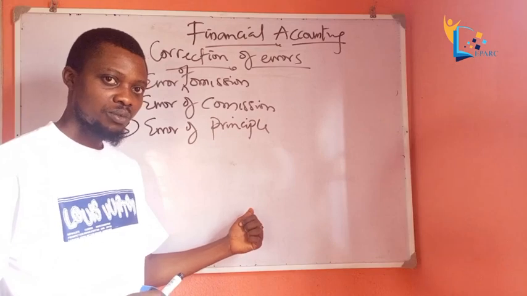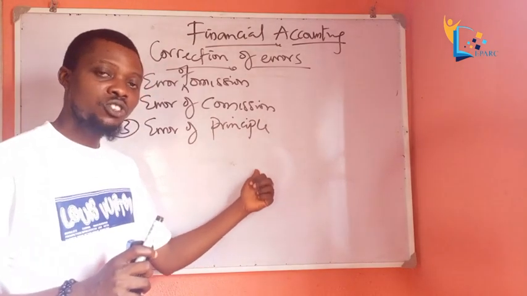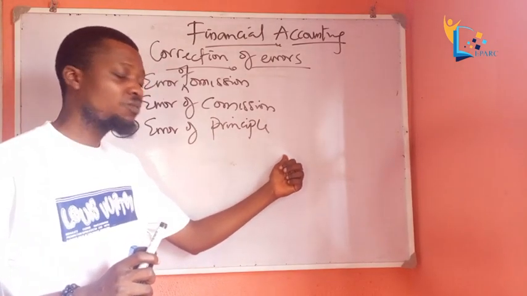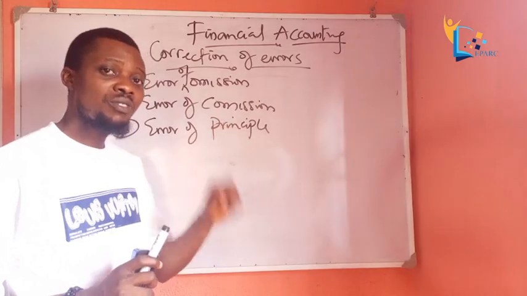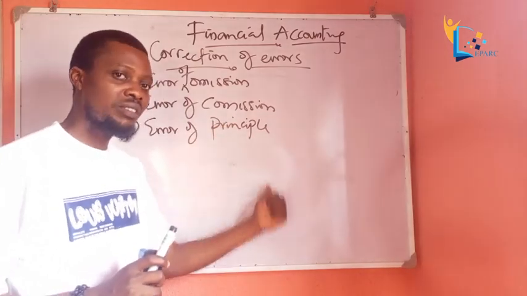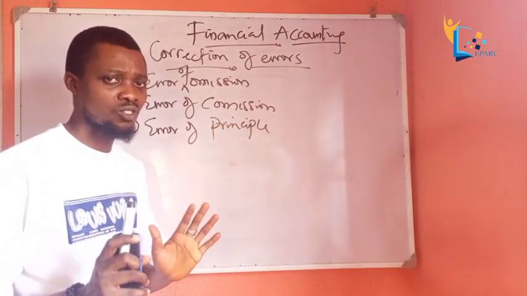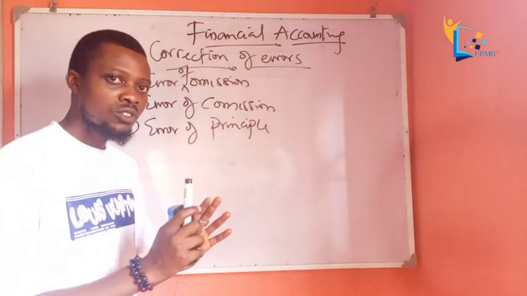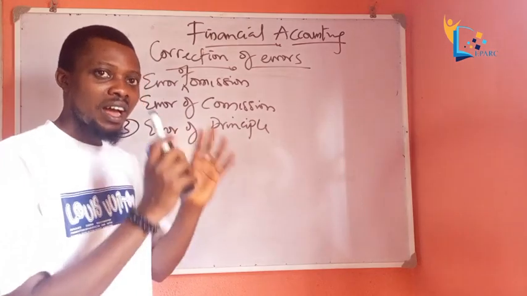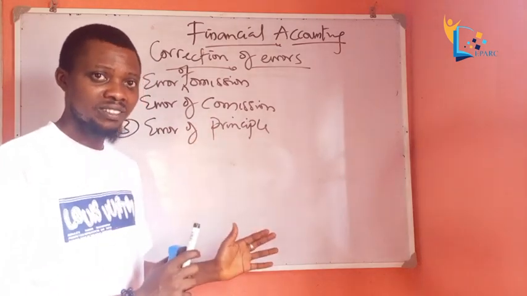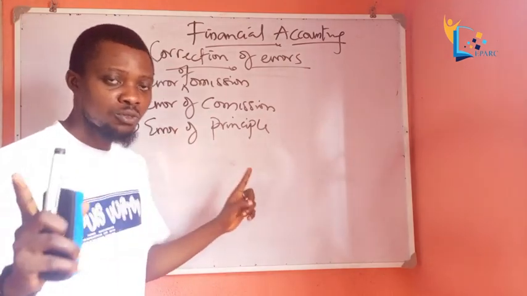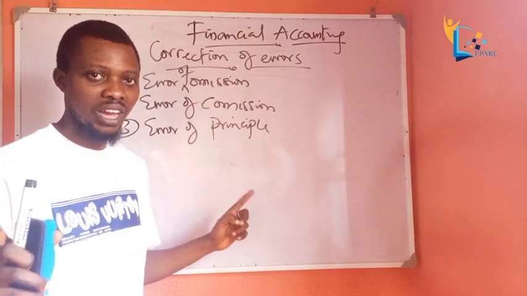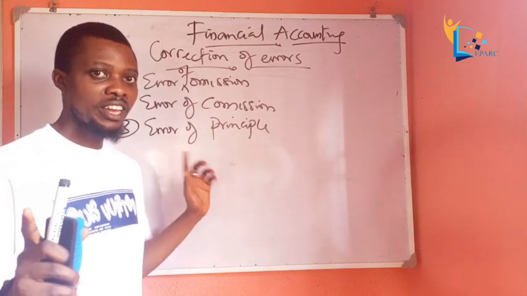Sorry, let me come again. Purchase of furniture and fittings is recorded on the debit side of your trial balance, while furniture and fittings expenses is also on the debit side of your trial balance. You see why it will not affect your trial balance? Because both accounts have debit balances. Yes, they have debit balances, but the issue is that they are of 2 separate classes of accounts. So you have committed the error of principle.